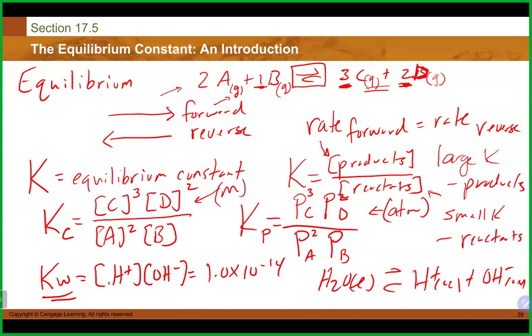And again, a large value of K is considered 1, basically. So anything sort of above 1 is considered a large value of K. Anything less than 1 is considered a sort of small value of K. When we do write these equilibrium expressions, there are a couple of things that are not included, and there are some things that are included.